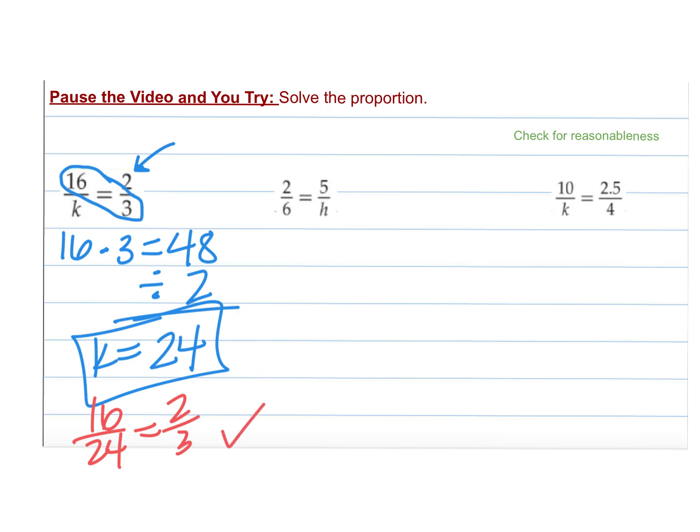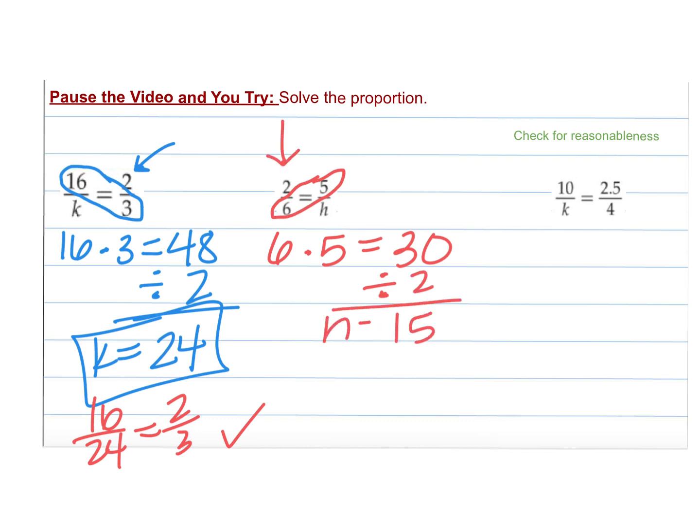Okay, 2 to 6 equals 5 over h, so I'm going to take my diagonal. This time it's this diagonal because it's making me multiply by two numbers. If I'm multiplying by a variable, that doesn't really help me because I don't know what it is. So 6 times 5 equals 30, and then I divide it by the third number, which is 2. 30 divided by 2 is 15, so h equals 15.